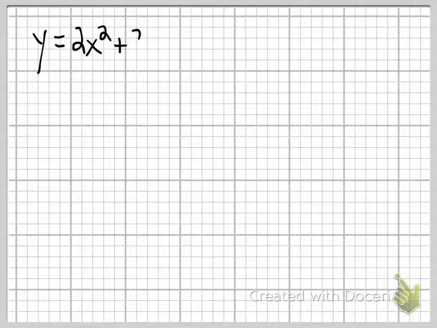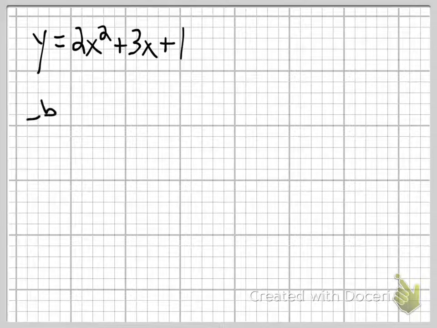So let's start with, well, I'll let you decide which type it is. We'll go with y equals 2x squared plus 3x plus 1. I've already written it, so we'll go with it. The first thing we need to do is find the vertex of this parabola.